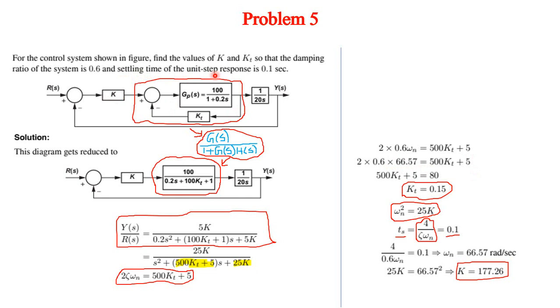The settling time of the unit step response is 0.1 second, they have given. What is settling time? 4 by zeta omega n is 0.1. We know zeta as 0.6. So 4 by 0.6 omega n is 0.1. From this we can find omega n. If we substitute this omega n here and simplify, we will get Kt. Then omega n square is 25K, so 66.75 squared equals 25K. If we simplify this, we will get the value of K.